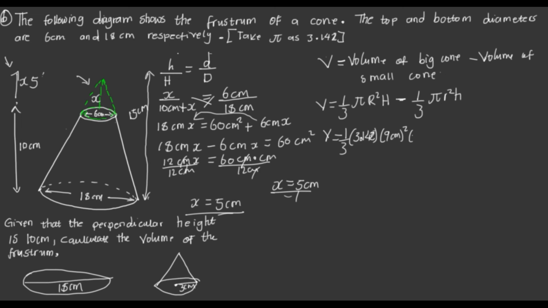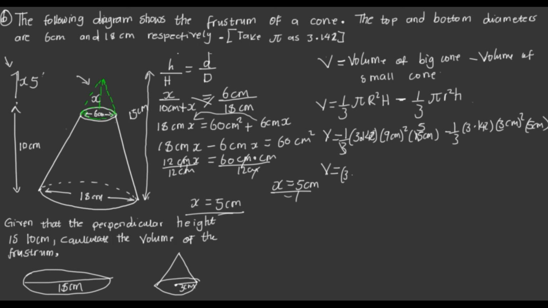Now squared. The height is 10 plus 5, 15 centimeters, minus 1 over 3, 3.142. Now, radius of the small cone, half is 3 centimeters squared. Now, the height for the small cone is the 5 centimeters, the one that we calculated. So we have volume is equal to, so we can reduce 3 into 3, 1, 3 into 15, 5.